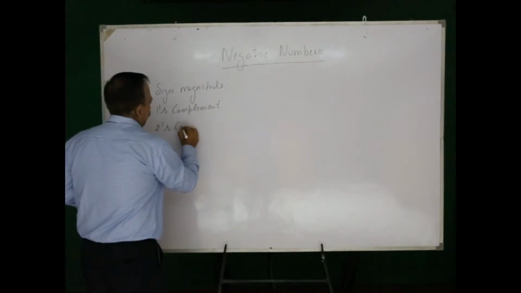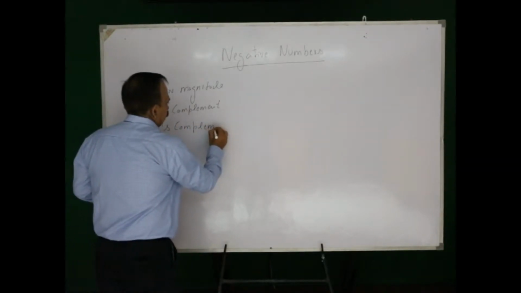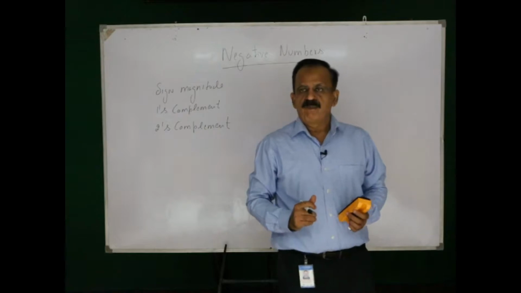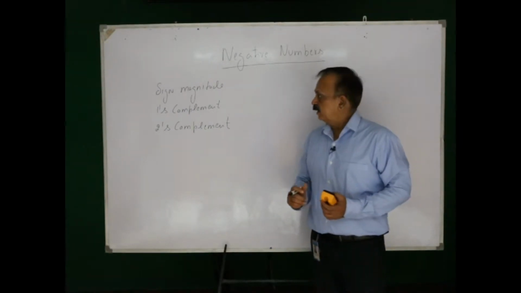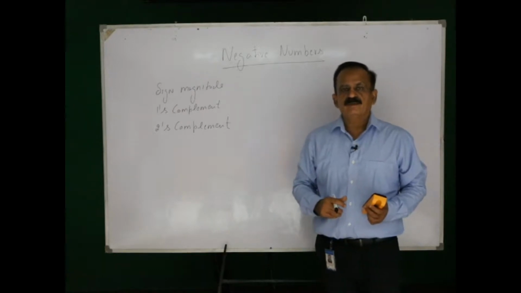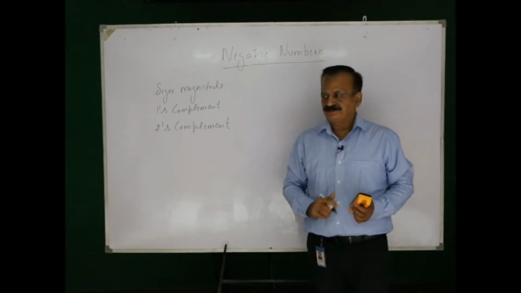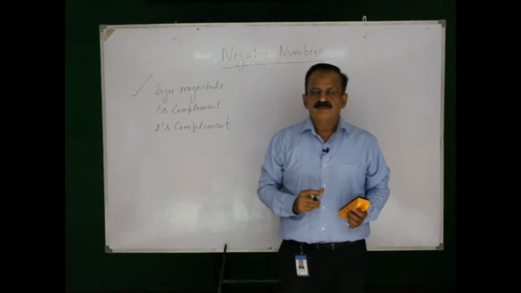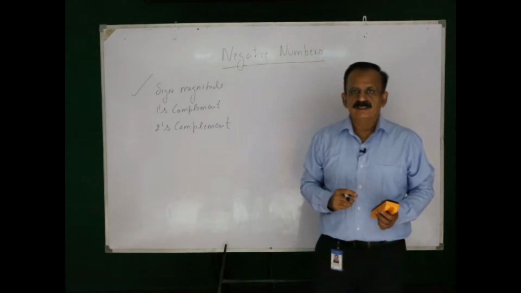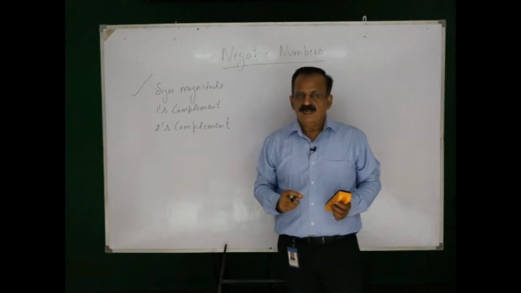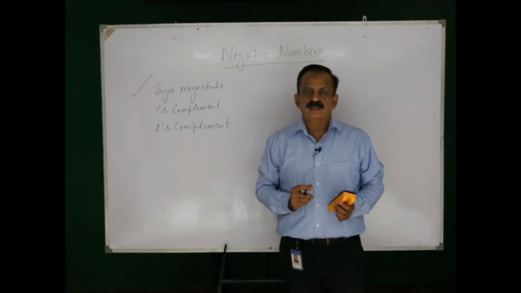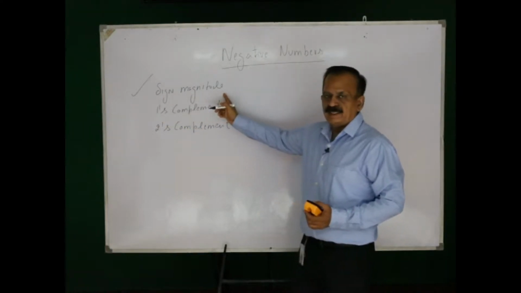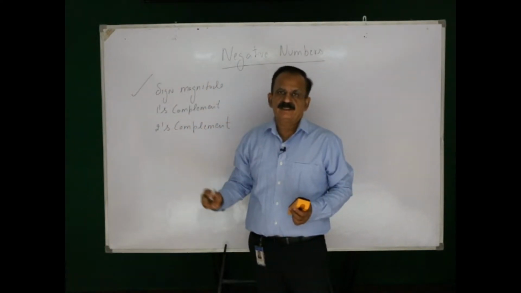So, there are three methods to represent negative numbers in computer's memory. The one is sign magnitude method, the second is 1's complement method, and the third one is 2's complement method. Let us start with the first one. In this method, the sign magnitude method, one bit in the memory location is used to represent the sign, and the remaining bits are used for magnitude of the number.